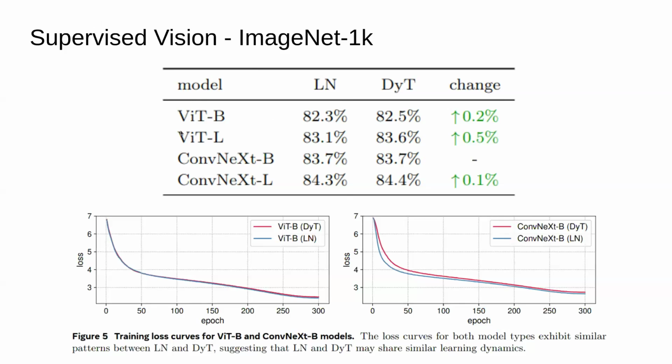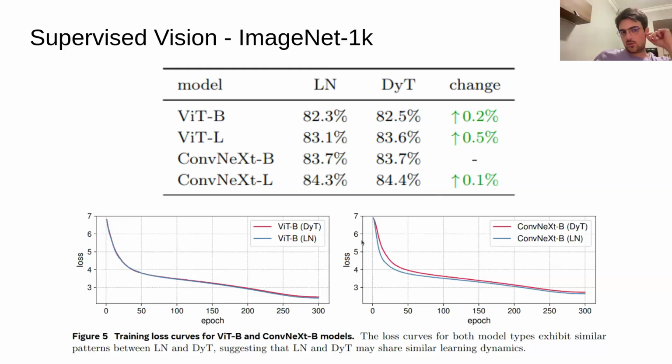So they do vision transformer and ConvNeXt in two sizes. And then you have it with layer norm and with the dynamic tanh. And you can see that the results are pretty much the same. There's a 0.2% increase, but this is not really significant, I would say. It's the same pretty much. And if you look at the loss curves, they also look very, very similar.